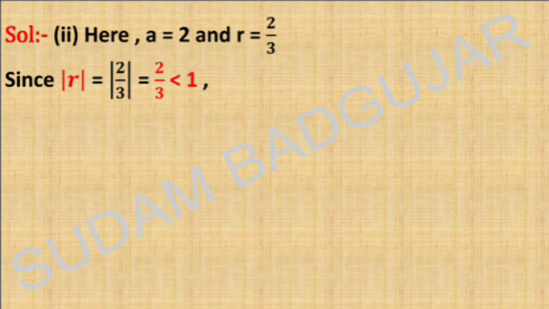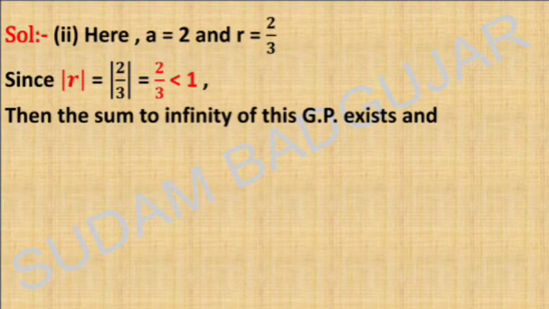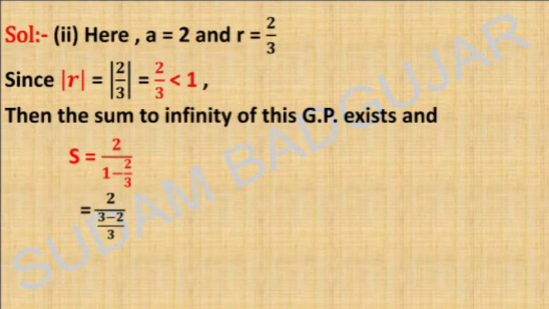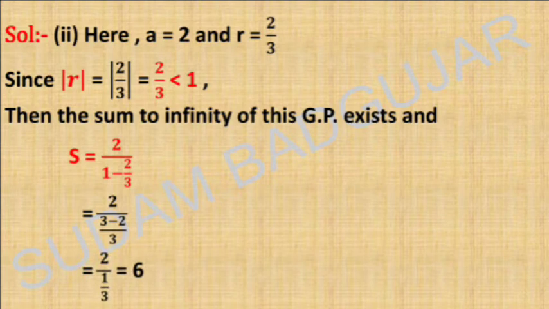What is the condition? Absolute value of R, absolute value of 2 by 3 is 2 by 3. Means the denominator is greater than the numerator, so it becomes less than 1. Okay, hence it satisfies the condition. Therefore, sum to infinity exists and it's nothing but S is equal to A upon 1 minus R. Substitute both the values here. 2 upon 1 minus 2 by 3. Then taking LCM and cross multiplication, 3 minus 2 upon 3, that is 2 upon 1 by 3, which is nothing but 6.